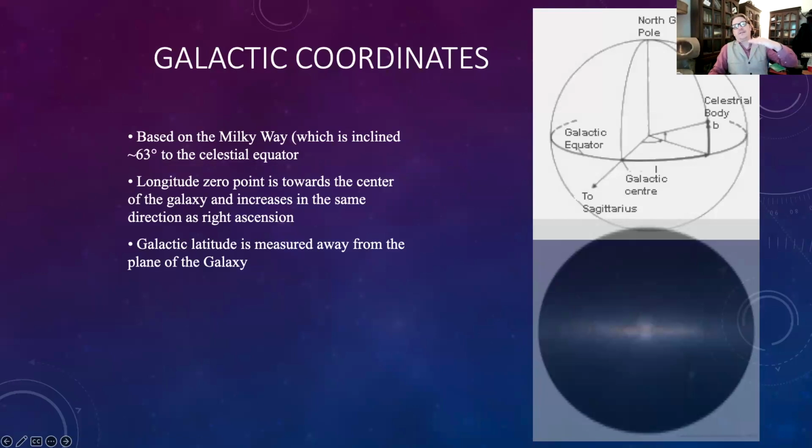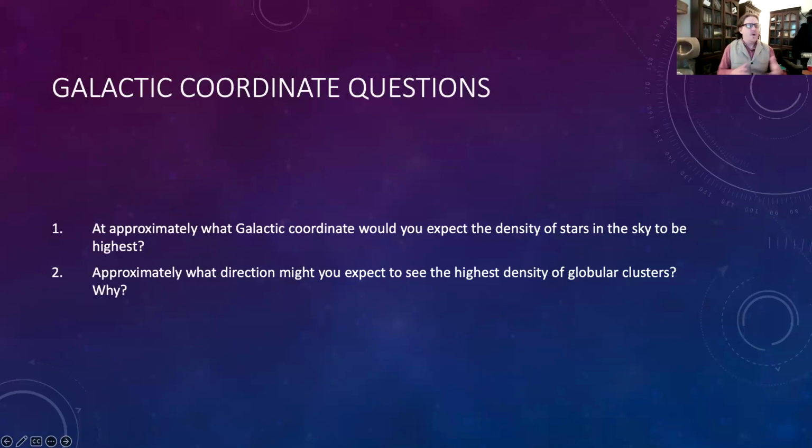Galactic latitude is positive if you go towards the North Galactic Pole, and negative towards the South Galactic Pole. And the galactic center is the center of the galaxy. Basically, it's in Sagittarius. So, at approximately what galactic coordinate would you expect the density of stars to be densest in the sky? Approximately what direction might you expect to see the highest density of globular clusters?